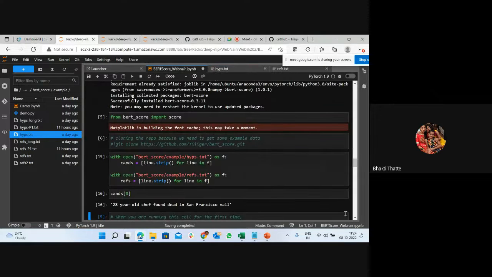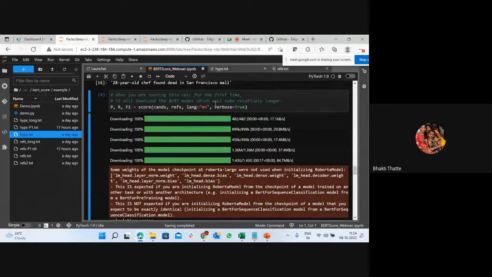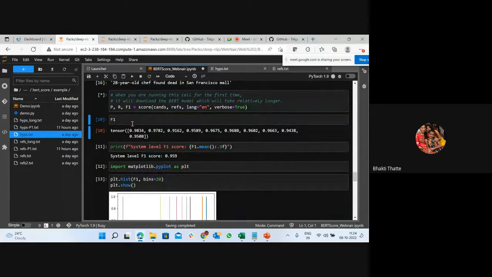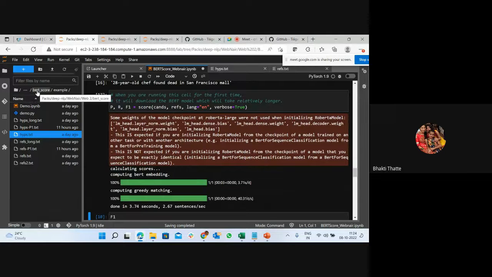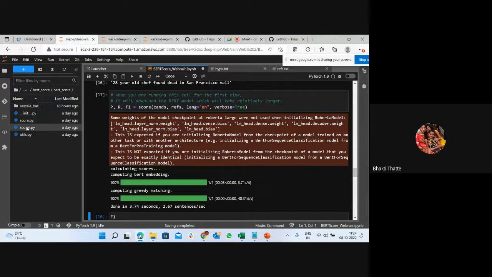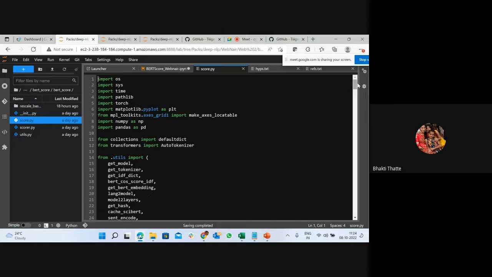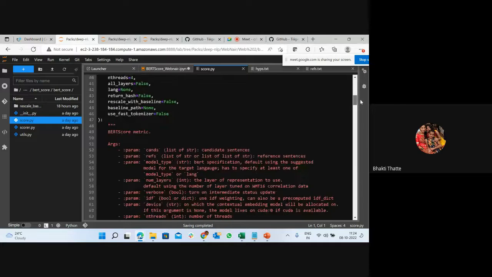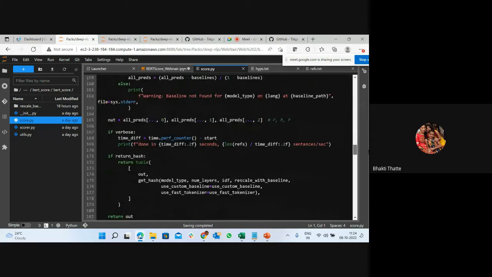Then we are calculating P, R and F1 score. Let me run this. So this is P, R and F1. In the score.py, see, this is how it is. This is the code.